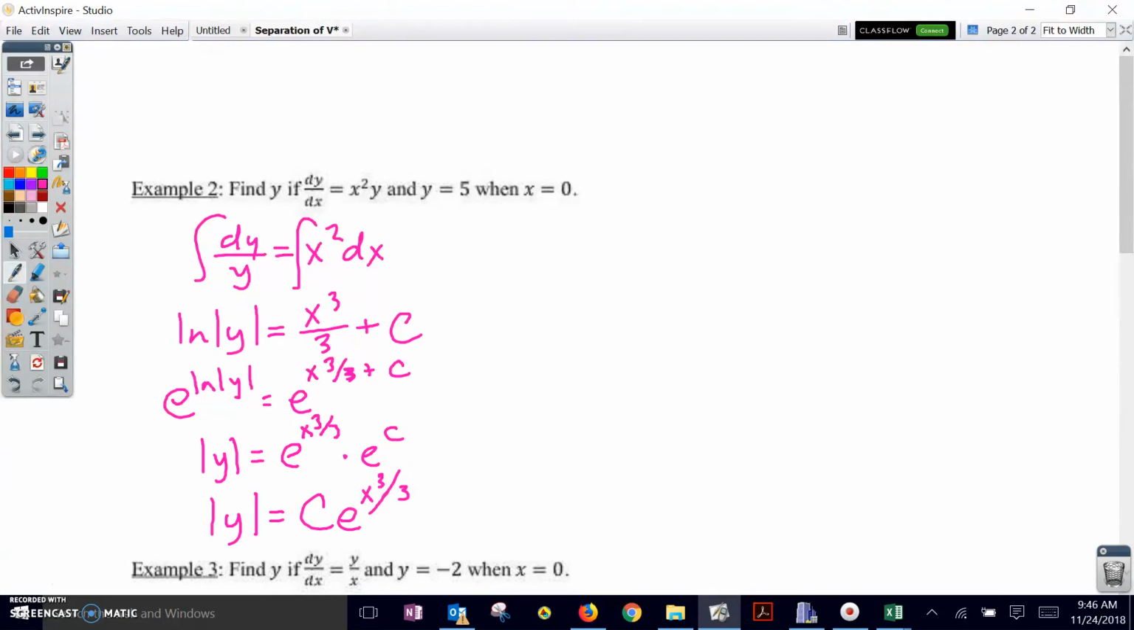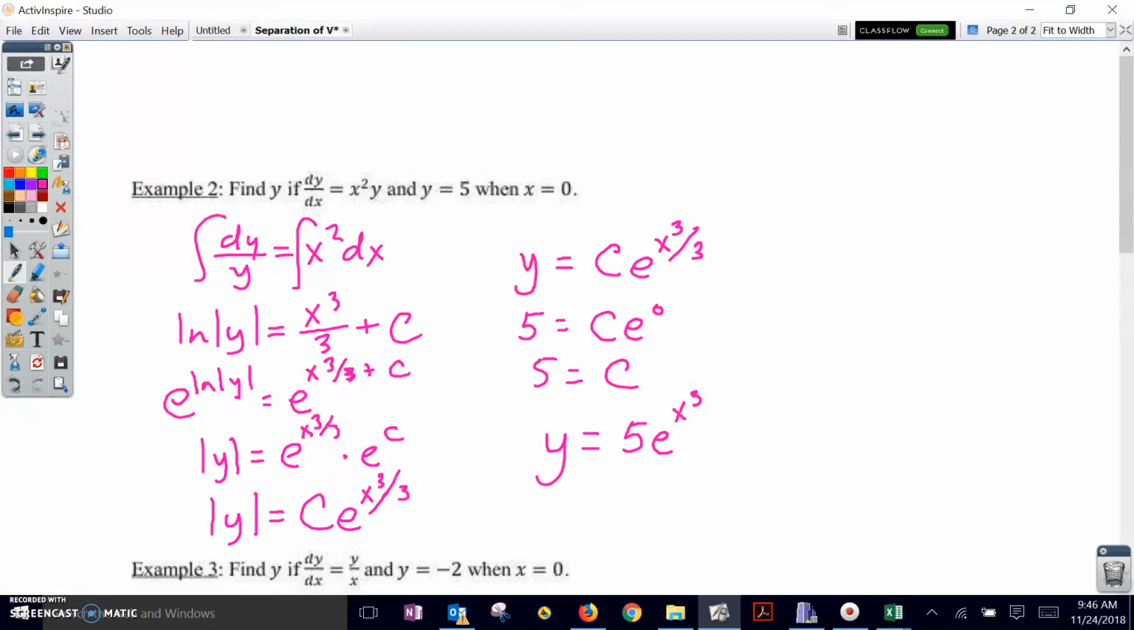And now the absolute value I'm going to absorb into the constant, because whether it's positive or negative, it's going to be indicated by the constant. And we end up with this expression here. And now we can solve for c. y is 5 when x is 0. And so our constant is just going to be 5. And we end up with the equation y equals 5e to the x to the third over 3. And there's our y function given that initial condition in that differential equation.